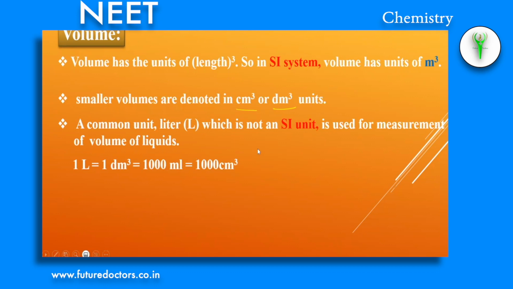What is the relation between liter, decimeter cube and centimeter cube? 1 liter means 1 decimeter cube. 1 liter is nothing but 1000 ml, that is 1000 centimeter cube, or 1000 cc. So 1 liter is 1 decimeter cube or 1000 centimeter cube, or 1000 ml.